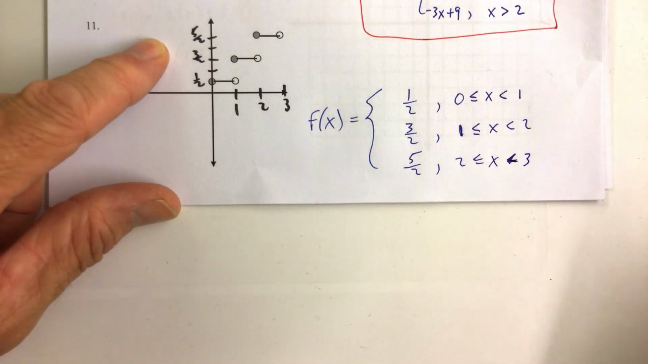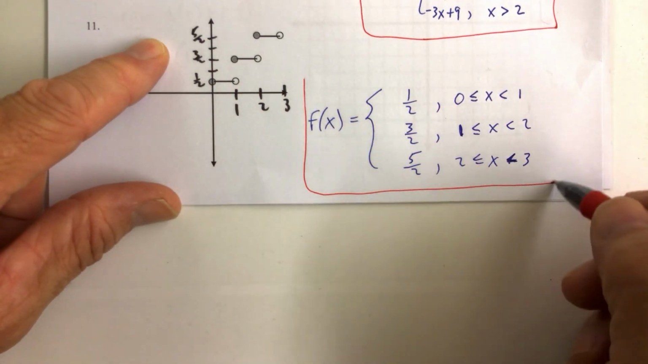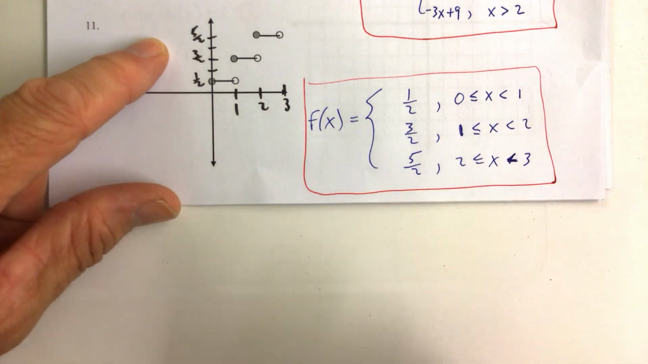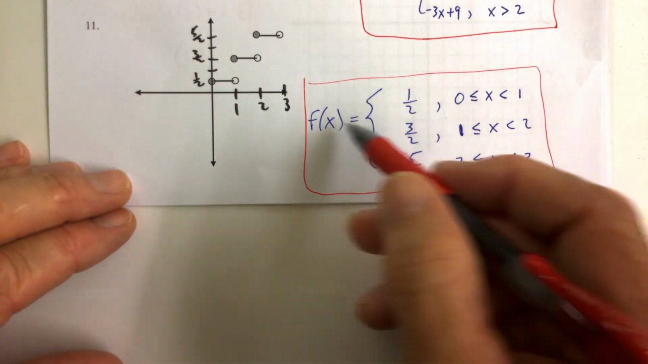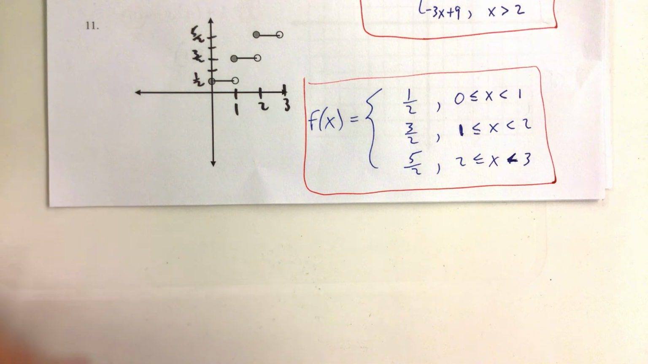And that's it. So that should be a pretty easy one, since they're all constant pieces. So each piece of this piecewise function is a constant. And there you have it.